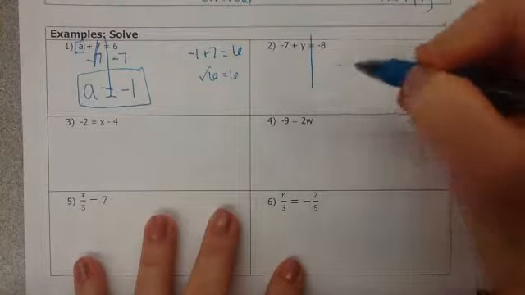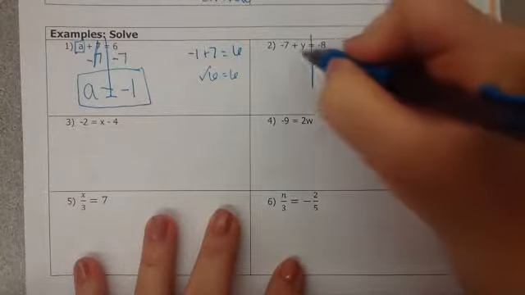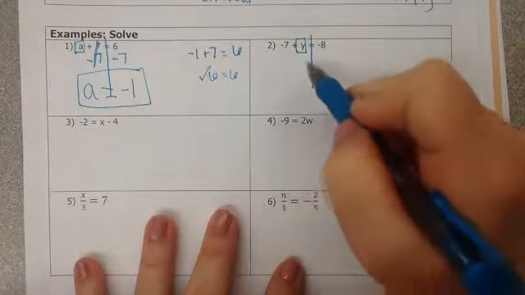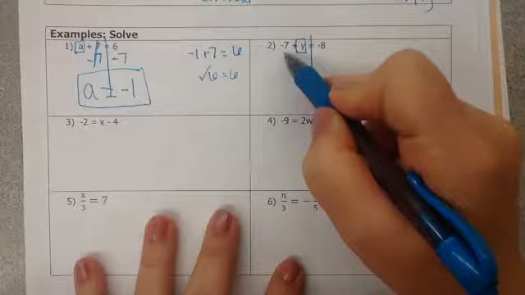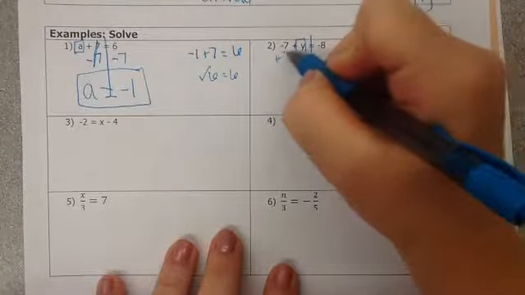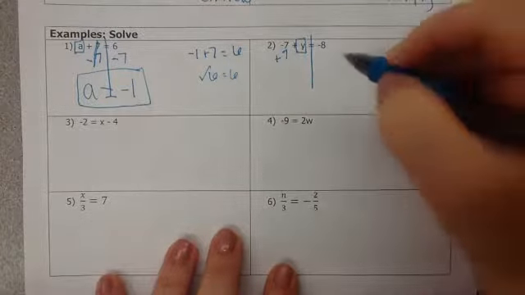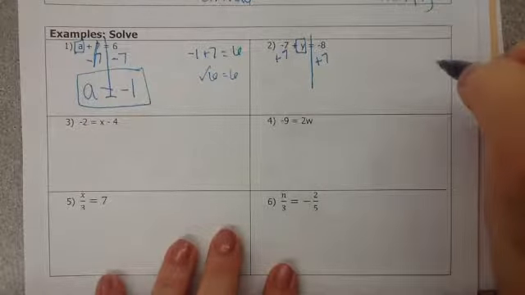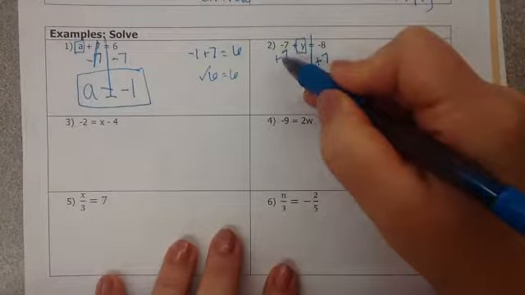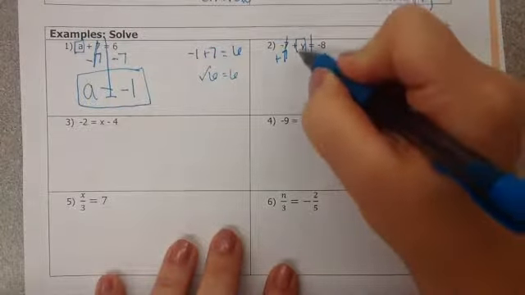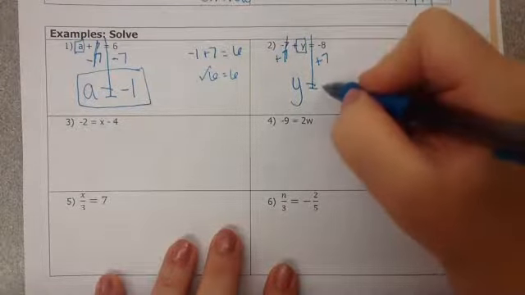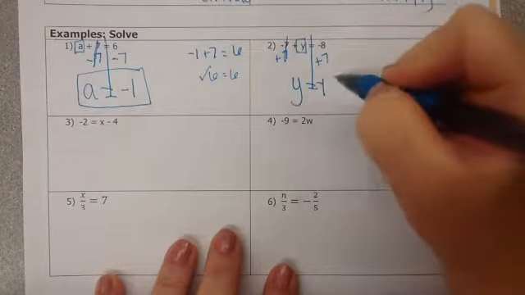Let's take a look at number 2. Remember, our equal sign breaks it up into two sides. Our variable is a y. So what do I have to get rid of on the side of y? A minus 7. How do we get rid of a minus 7? Add 7. And what we do on one side, must do to the other. What happens here? They cancel, leaving us y equals negative 8 plus 7 is negative 1.